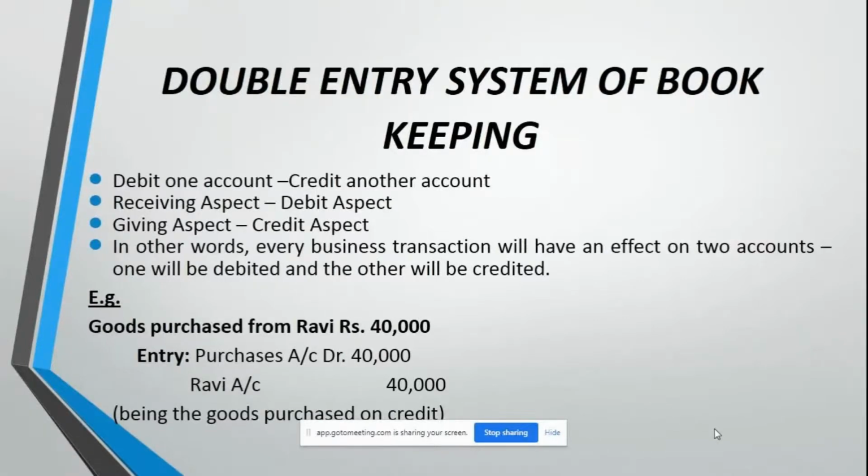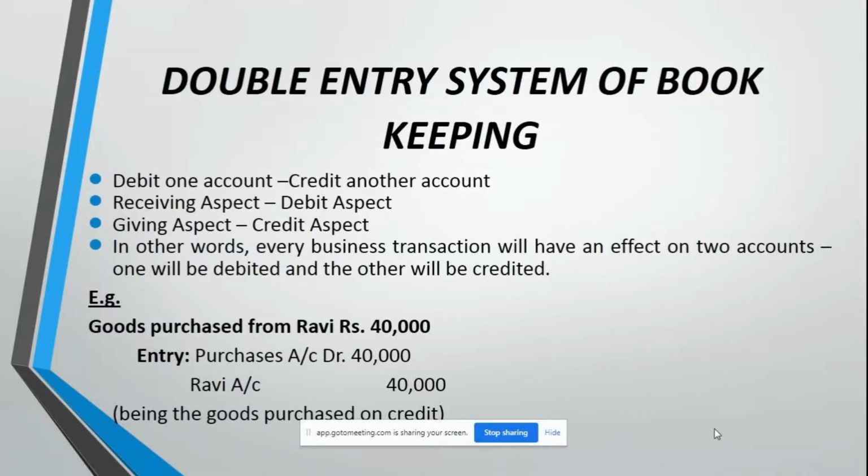But which is the aspect we debit? That's very important. We always debit the receiving aspect. We always credit the giving aspect. You can test it with any journal entry. You take any simple entry, this aspect is very much executed, which means every business transaction will have an effect on two accounts. One will be debited and the other will be credited.